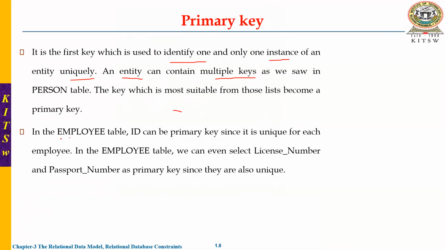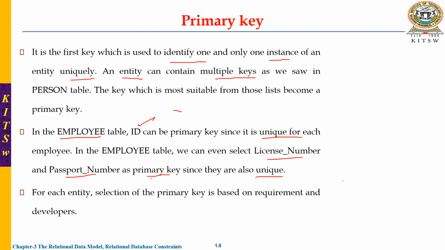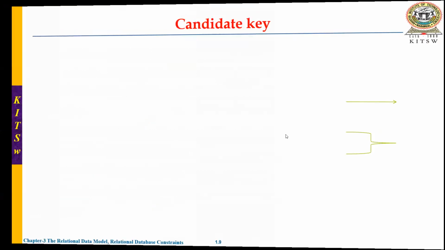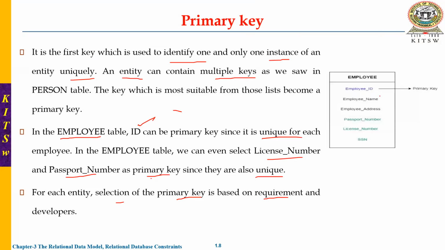In the employee table, employee ID can be the primary key since it's unique for each employee. And in the employee table, we can even select license number or passport number as primary key, since they are also unique. So for each entity, selection of primary key is based on the requirements of developers. So this is the employee table, and employee ID is the primary key.